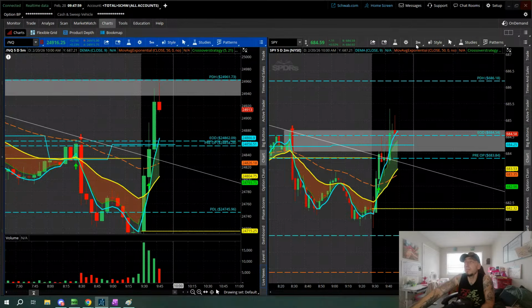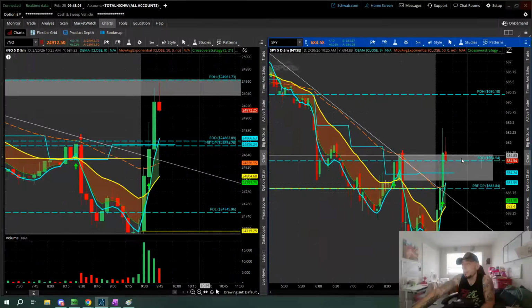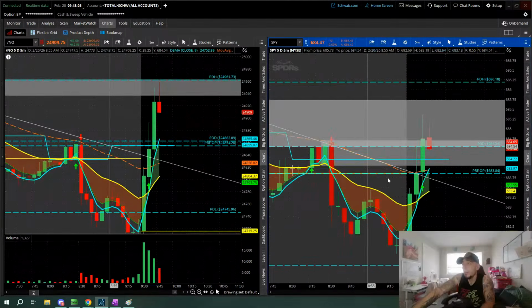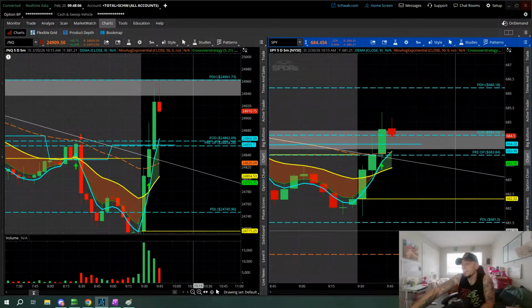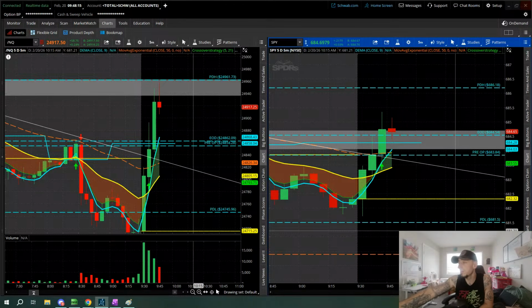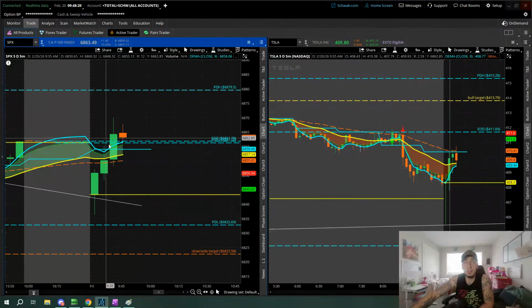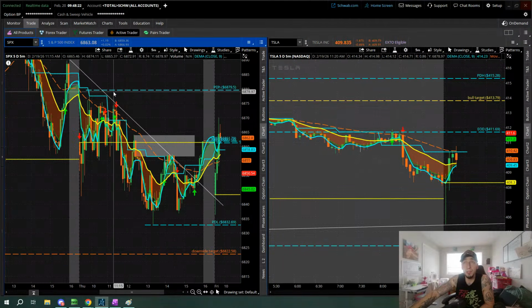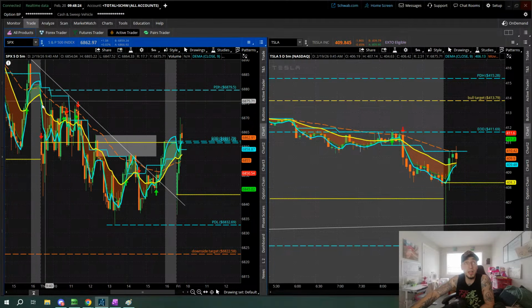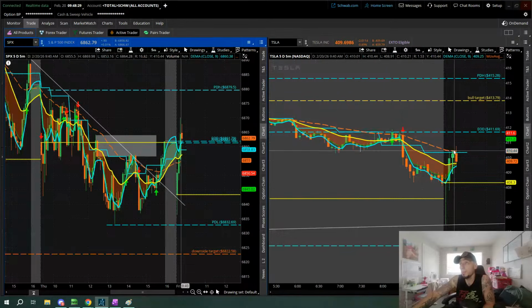All right, jump back to that 5 minute here. Yeah, look at SPX, dude. This thing's looking very strong. Very, very strong right here on SPX. Potential long plays, honestly. Still staying a little patient, watching Tesla.